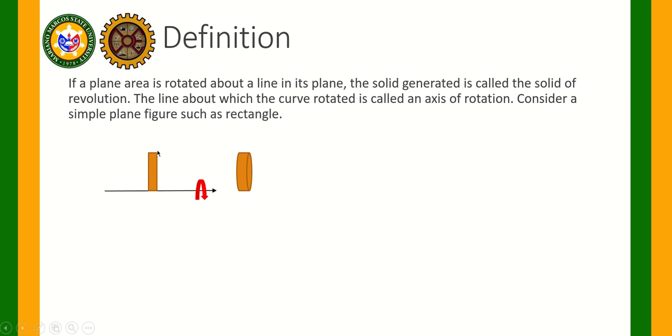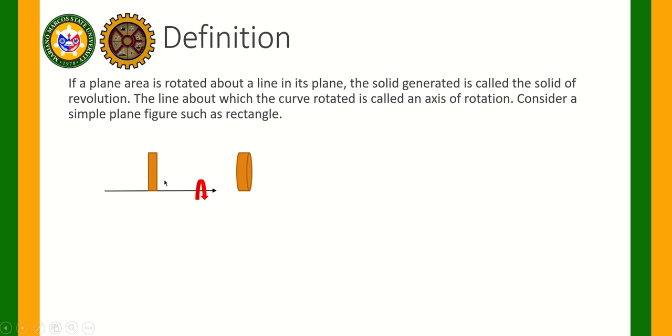So ito yung strip natin. So consider a simple plane figure such as a rectangle, which is also known as the strip, yung ginagamit natin sa computation of our area under or between two curves. Now, if this is our strip, this is the line kung saan mo ni-rotate yung strip mo. This is called the axis of rotation as stated above. And yung mabubuo mo na solid is called the solid of revolution, which is this one.